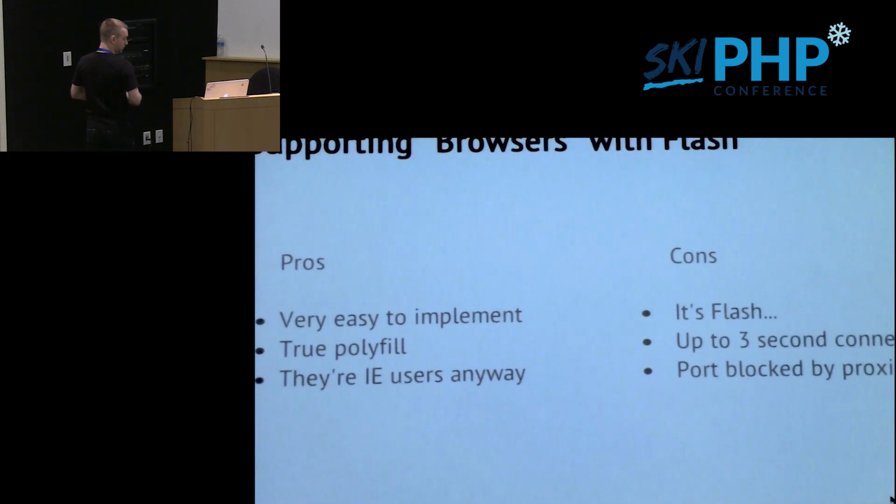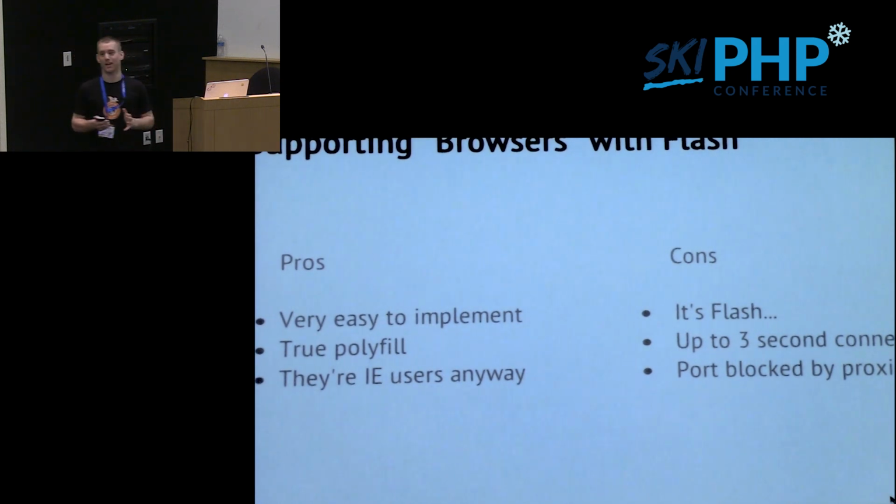Supporting browsers. That Flash policy file in Ratchet by default will support Flash. Flash has its pros and cons of supporting WebSockets. It is very easy to implement. It is already natively supported in Ratchet. All you have to do is on your client, JavaScript side, include 2 files, and you're done. It is a true polyfill. It speaks the WebSocket protocol through Flash sockets.